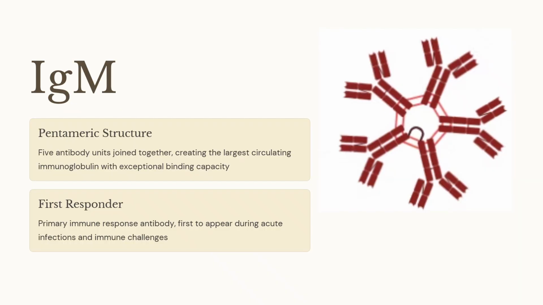Let's start with IgM. It is a pentamer composed of 5 subunits joined together. IgM is the largest circulating immunoglobulin and has exceptional binding capacity. How? Each subunit has 2 FAB regions. Notice here these are the FAB regions, giving a total of 10 antigen binding sites.